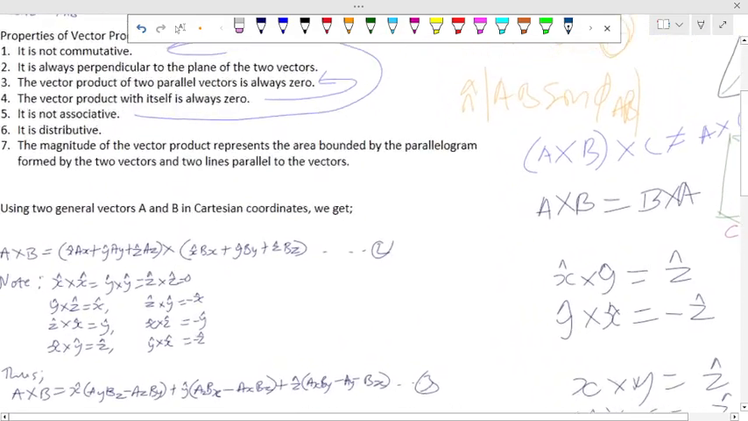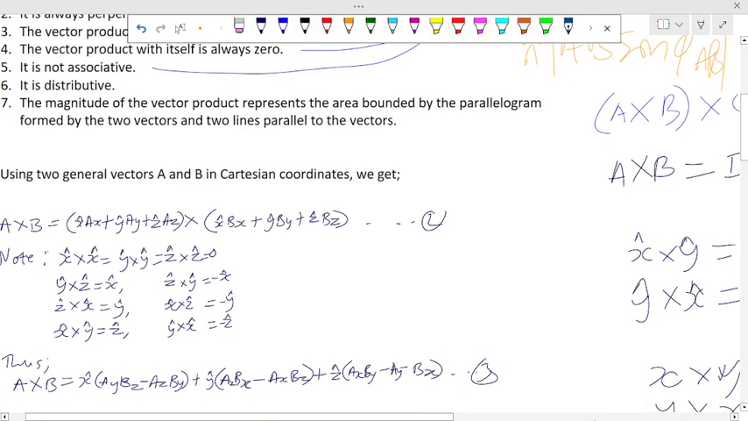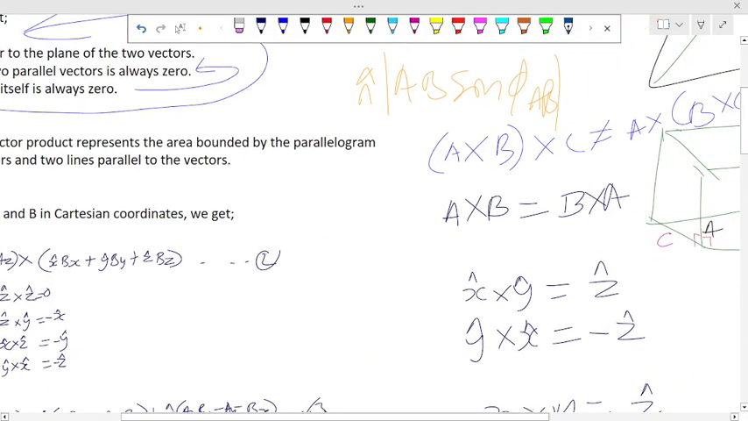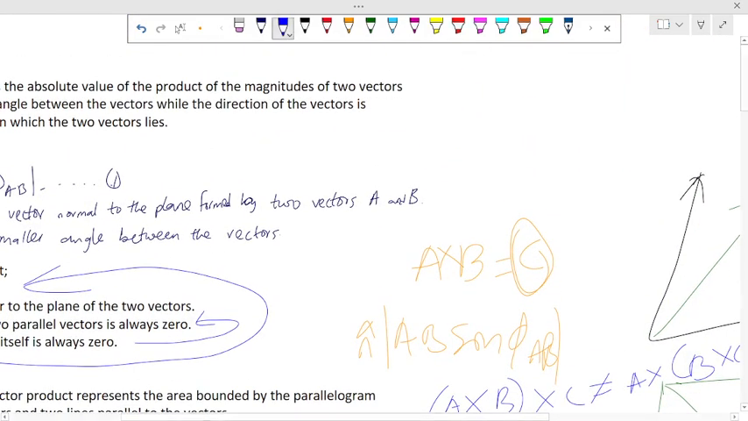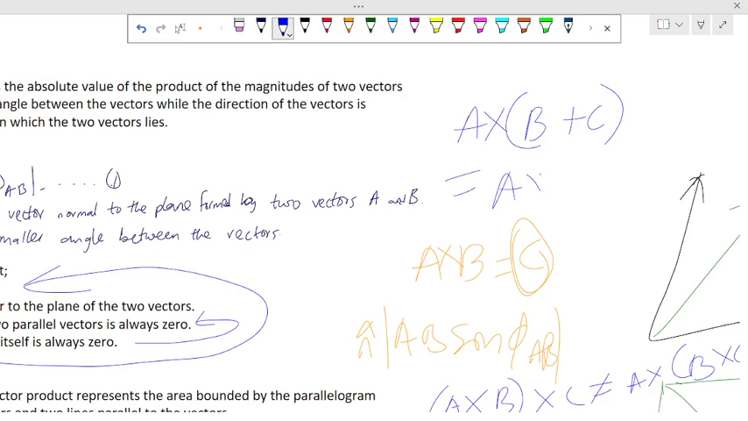Now, it is distributive. What do we mean by that? When we say it is distributive, A cross (B plus C) means you can spread this out as A crossing B, plus A crossing C. This is what we mean by it being distributive.